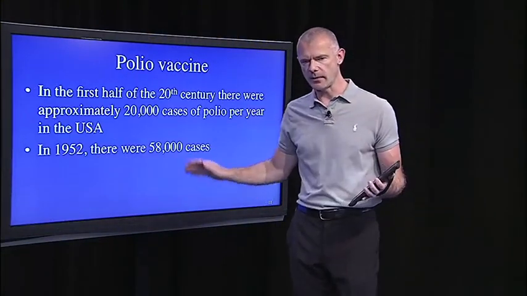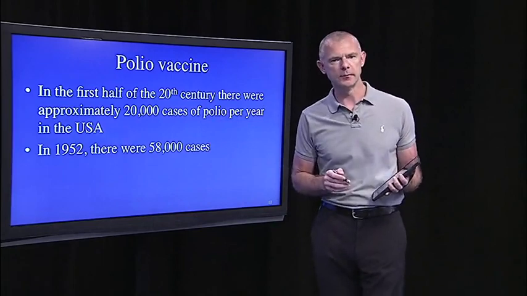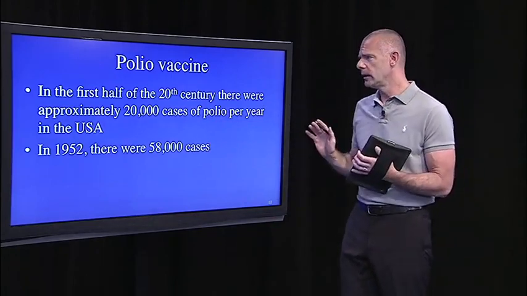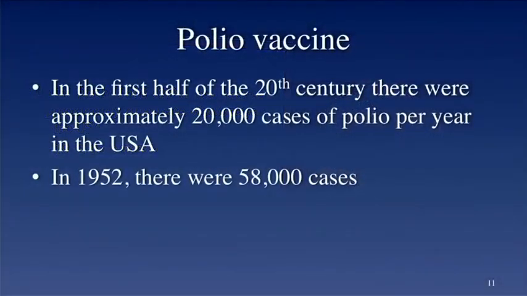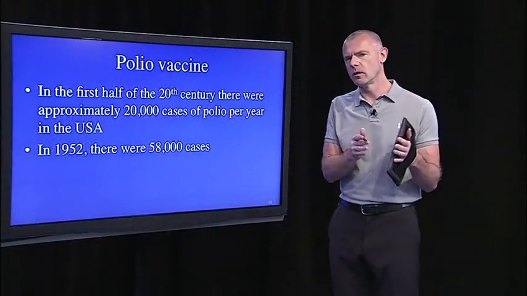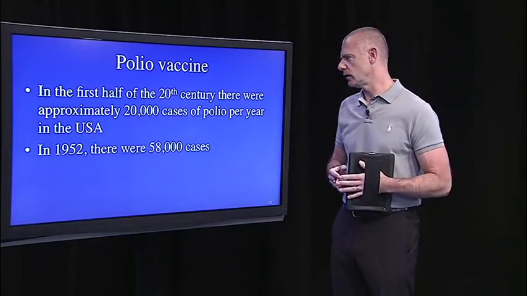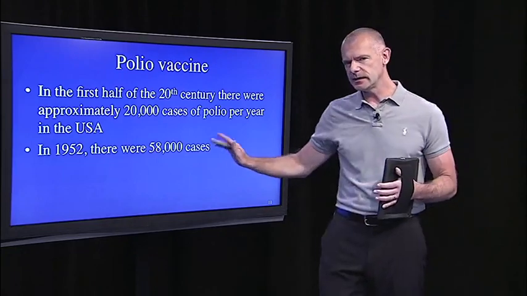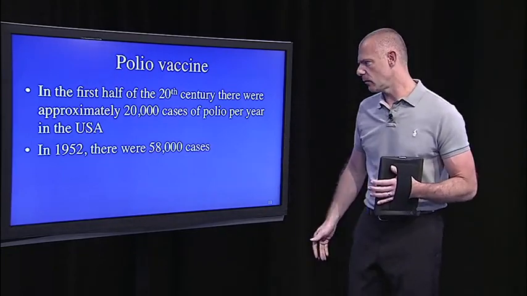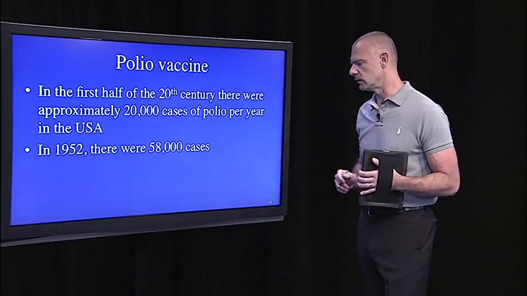Okay, so let's talk about this example in some detail. In the first half of the 20th century, polio was a very scary disease all around the world. And in the US, there were about 20,000 cases per year. It fluctuated a great deal per year. Some years were worse than others. It was a contagious disease, so some years were particularly worse. In 1952 is a good year to point out, there were 58,000 cases of polio.